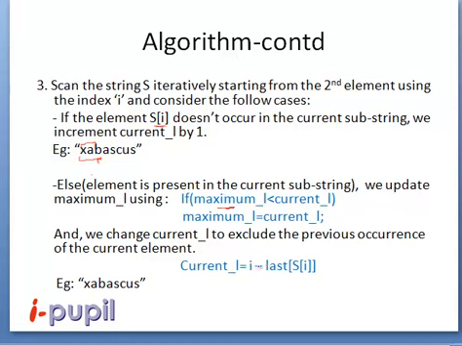i is the current index that we are scanning. last of S[i] denotes the last occurrence of the character S[i]. S[i] is the current character that we are scanning. i is the index that we are scanning. It's important to remember that this is a very necessary step.